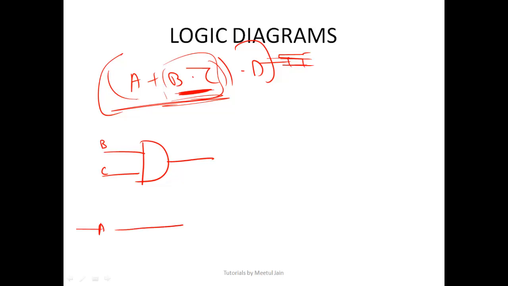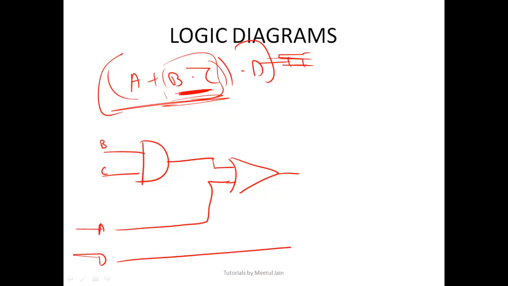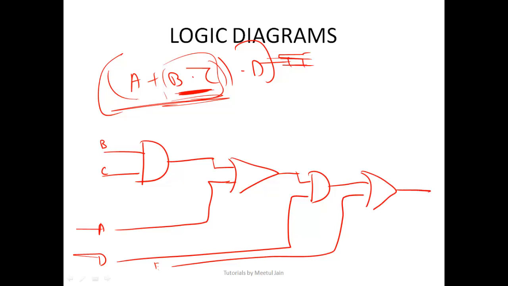So let me assume A is here. The output for B and C has been ORed with A, and the output of this expression has been ANDed with D, right? And the output of this expression has been ORed with E. So this is the way you can make a diagram. Any expression can be solved in this simple way.